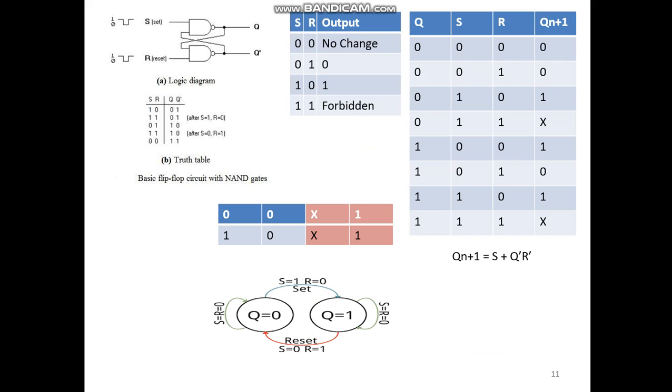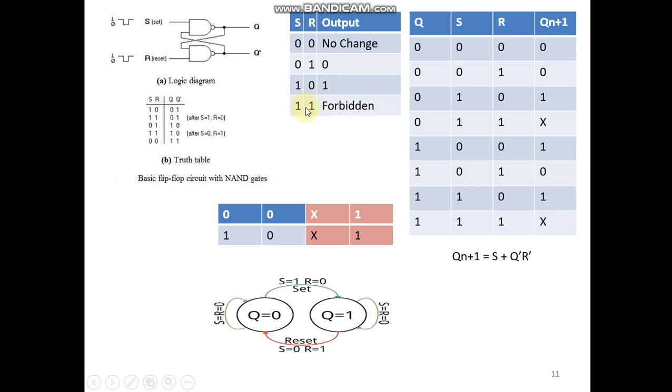The first one is the truth table of the flip flop, with S and R as inputs and the output. If both the inputs are 0, there is no change in the previous state. If the previous state is 0, the next state will be 0. If the previous state is 1, the next state will be 1. That is the concept. When S and R are 0 and 1, the output will be 0 because here we are enabling the reset. When 1 and 0, we are enabling the set, so the output will be 1.